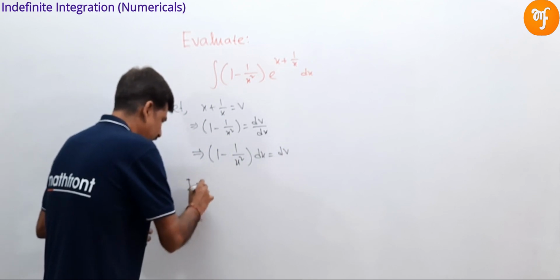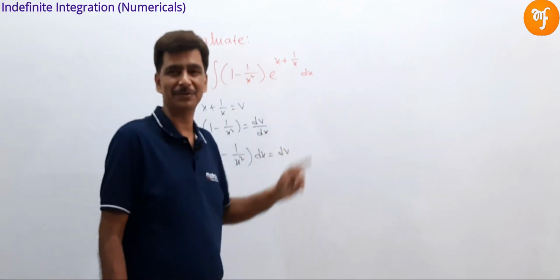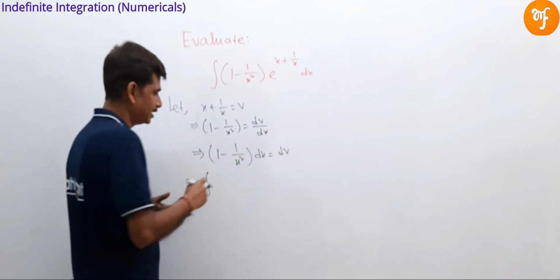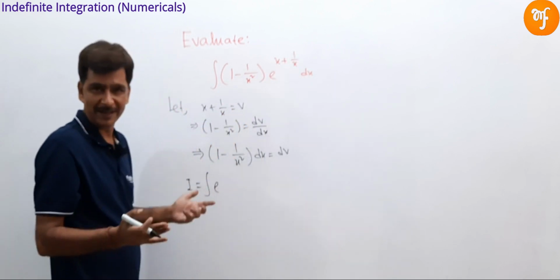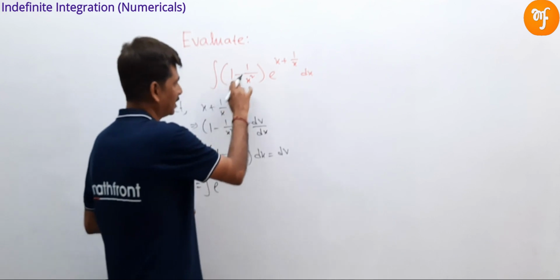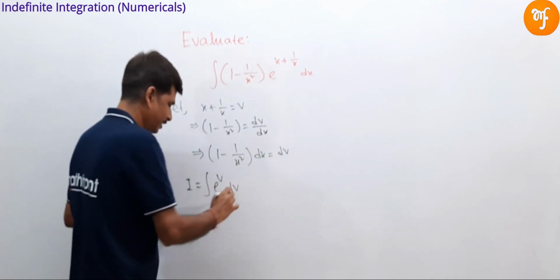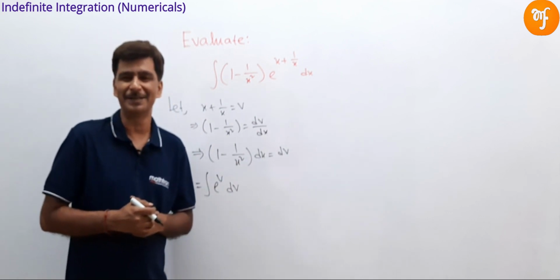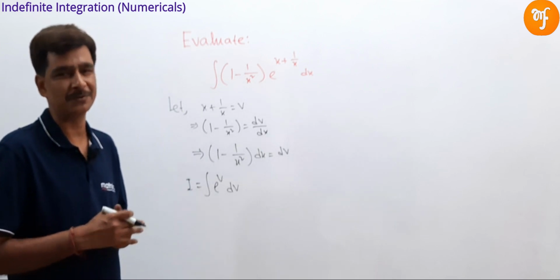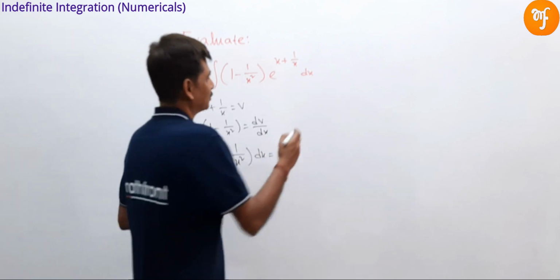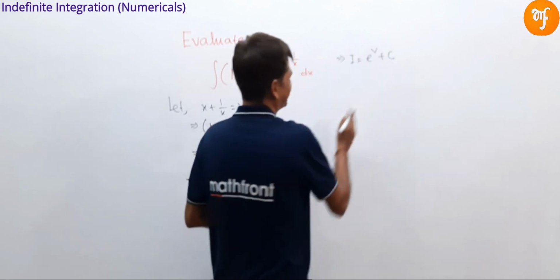So the integration becomes I is equal to the integration of, instead of (1 − 1/x²) dx, we can write directly dv. So this is e to the power x + 1/x, which is v, so e to the power v, and (1 − 1/x²) dx as dv. So the integration becomes the integration of e^v dv, and the integration of e^v dv is e^v + c, where c is the integration constant. So I is equal to e^v + c.